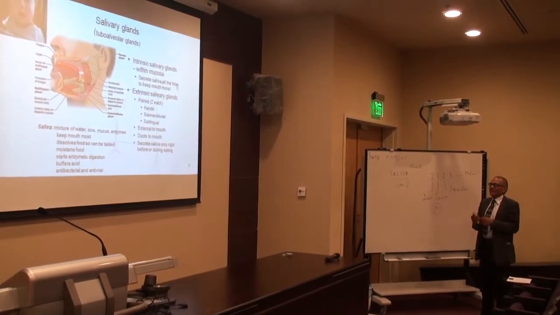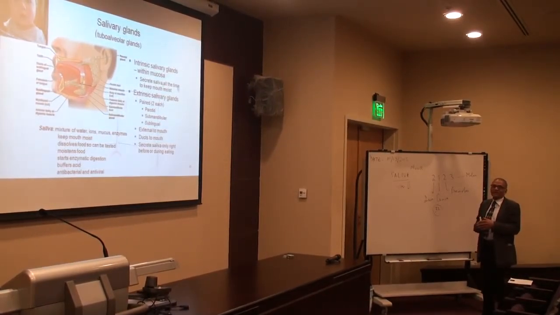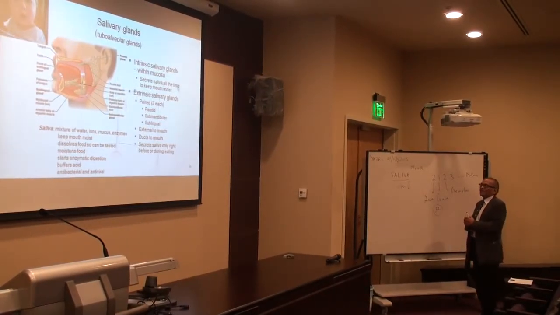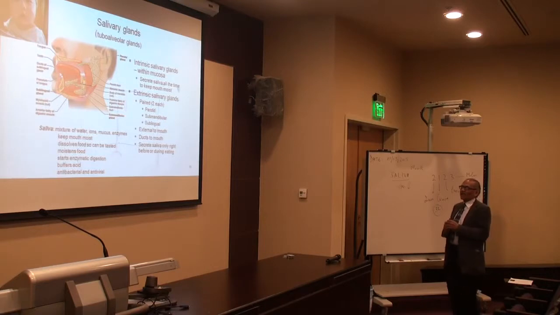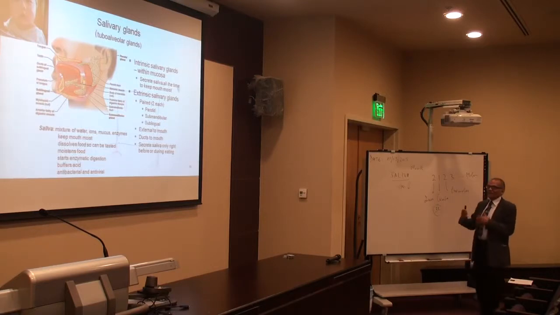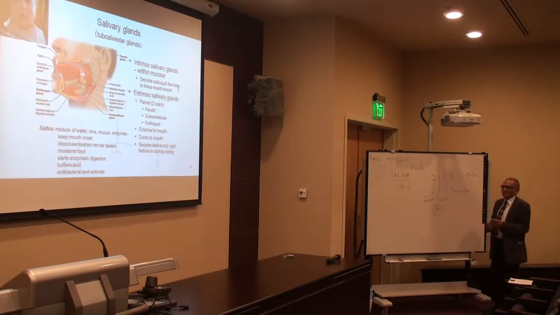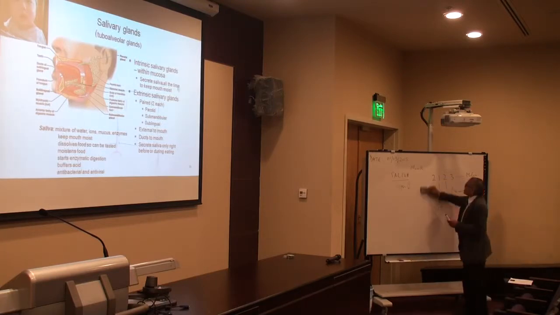Then another set of glands is the sublingual and submandibular glands. They also add to the saliva. When we look at the composition, this saliva is a mixture of water, ions, mucus and enzymes, and they will make the food moist and palatable. So from this, the whole bolus is constituted.